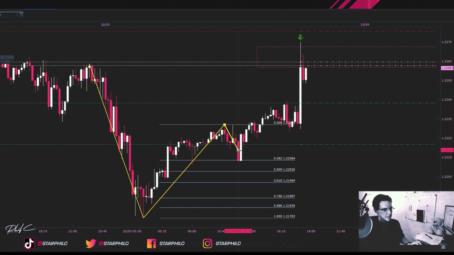Minimum of a 382. Price action comes all the way down, hitting the 382. That means we've got criteria 1 and 2 met. So we have our B point and C point. Now we're looking for number 3, which is a CD completion of price action, as you can see here.